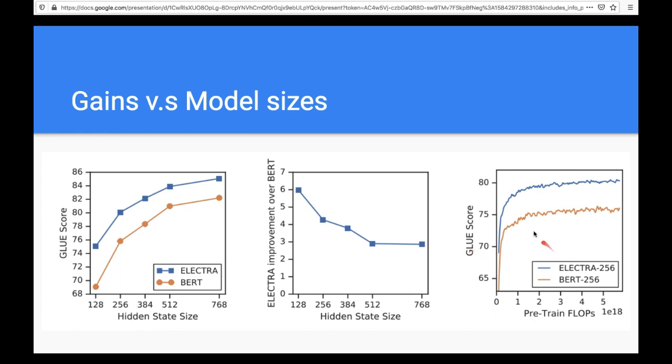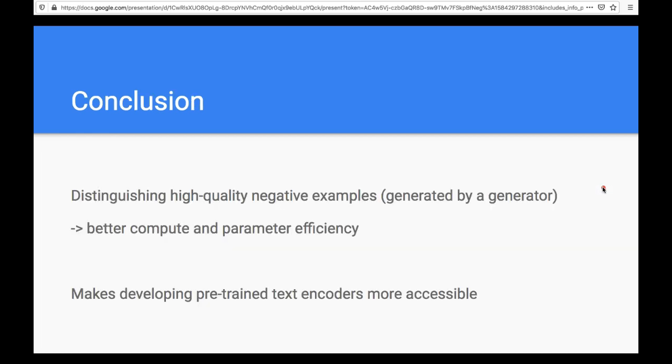And this is the computational power. If you only use very, very little computational resource to train a model, then ELECTRA outperforms BERT by much more. But when you increase the computational power, the gap between ELECTRA and BERT starts to narrow, but is still quite significant, I would say.